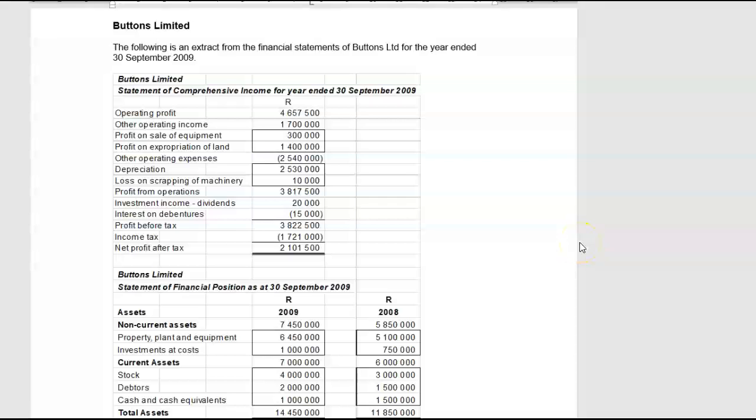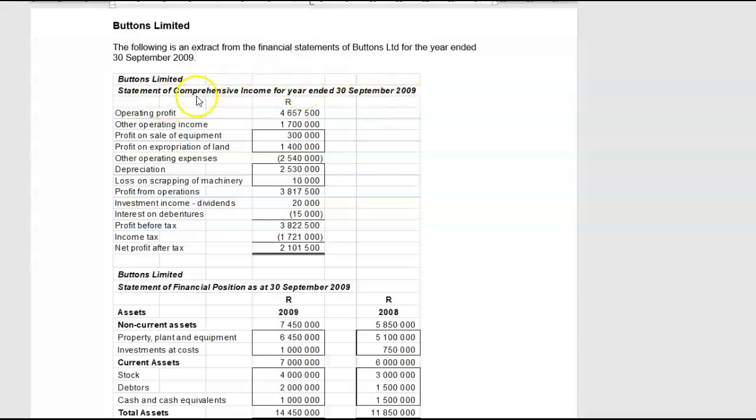Okay, slowly but surely the things are getting a little bit more complicated. The following is an extract from the financial statements of Buttons Limited for the year ended 30 September 2009. And they give us a statement of comprehensive income, although they stop at net profit after tax. So again, that heading is not 100% correct. This was the statement of profit or loss. They haven't done the other comprehensive income part, which was actually applicable in this question.